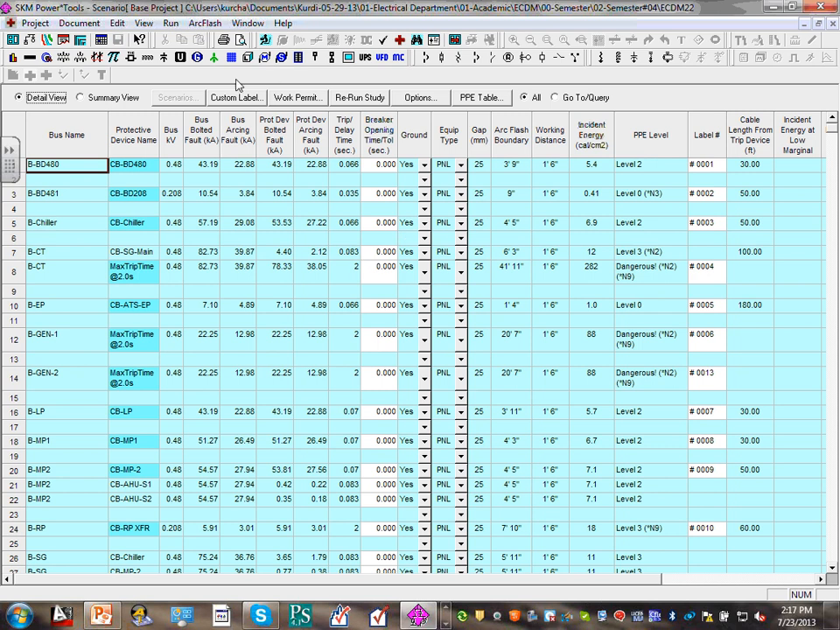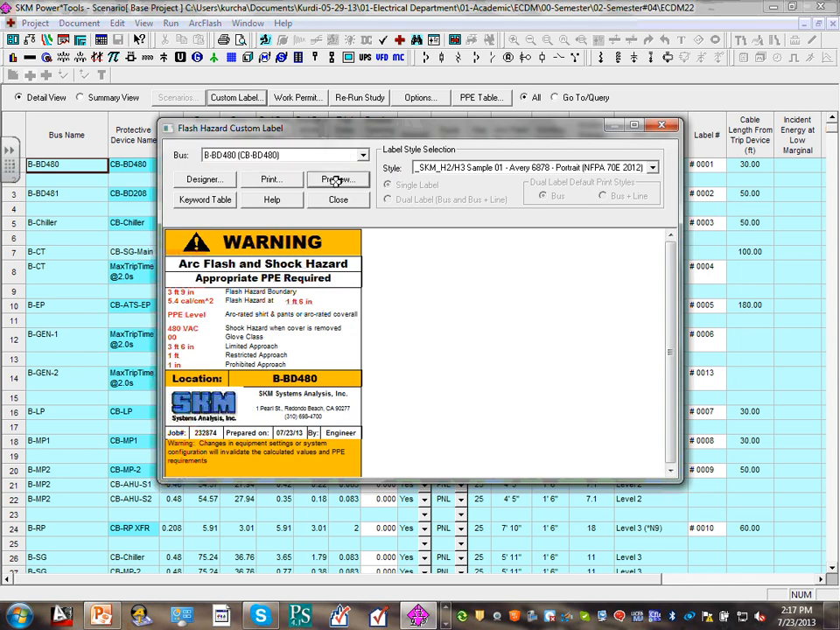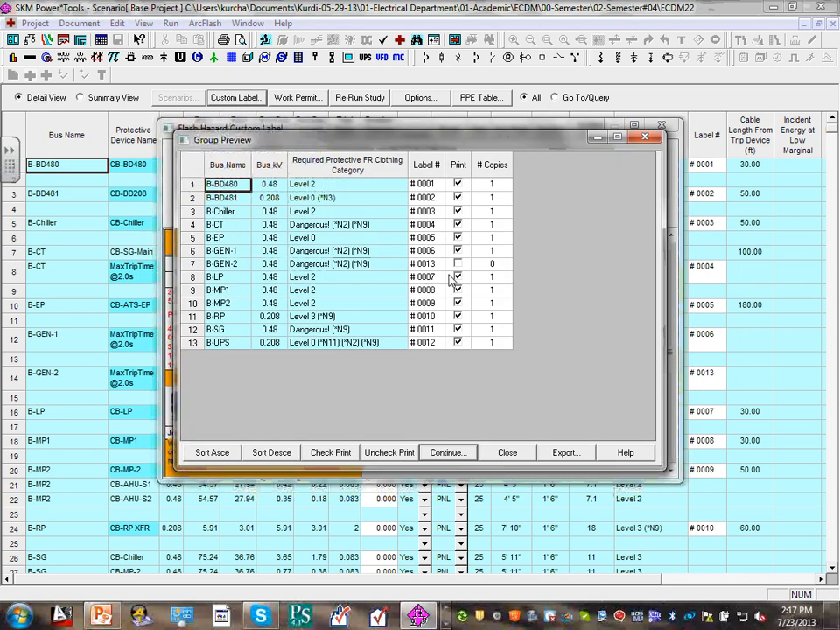You end up with all this. You can have a work permit here. There's a lot of stuff here, really cool. The PPE table, but the most important one is the custom labels. Let me review my custom labels. Here are all my buses. When you build your power system, the way I learned how to do it is B for bus, and C... every company has its own acronyms.